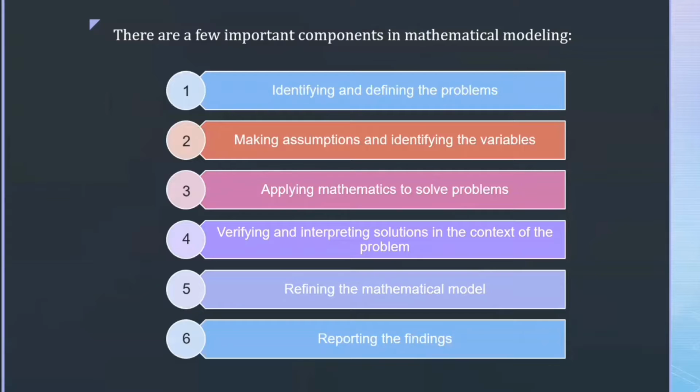There are a few important components in mathematical modeling. Number 1, identifying and defining the problems. Number 2, making assumptions and identifying the variables. Number 3, applying mathematics to solve problems. Number 4, verifying and interpreting solutions in the context of the problem. Number 5, refining the mathematical model. Number 6, reporting the findings.